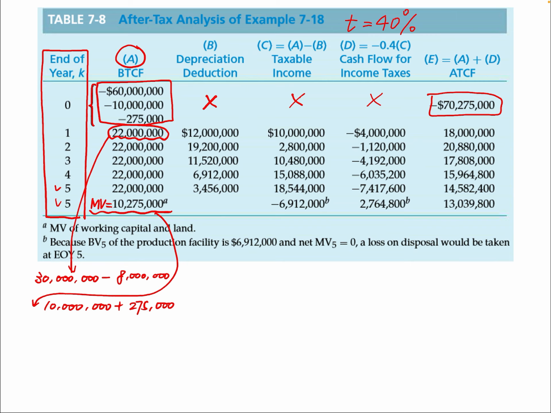And so that's how we filled up column A. And then column B is the depreciation deduction for each year. The way you get these numbers is that you check table 7-3, find the column for 5 years, and then you have the RK. So this is going to be B times R1, B times R2, and so on.